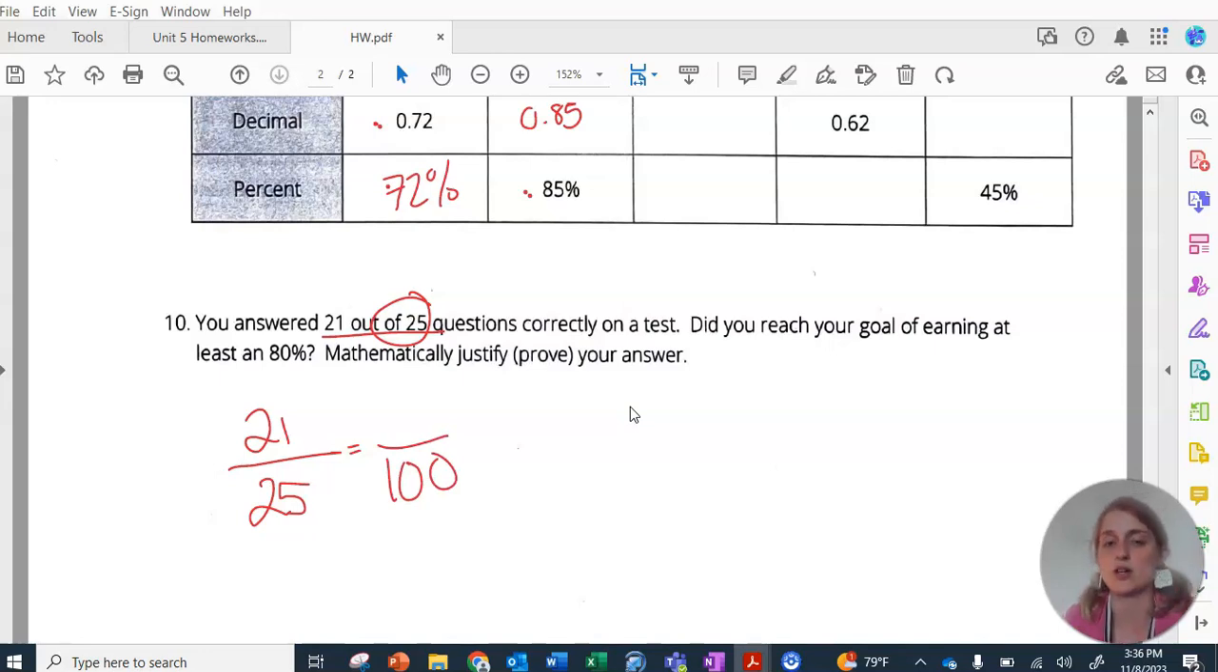You can't just write yes or no. You've got to mathematically prove your answers. You need work to support it, and then you need to write me a sentence. Yes, I met my goal because, or no, I did not meet my goal because. Explain it in words and then point over to your math. And that's it.